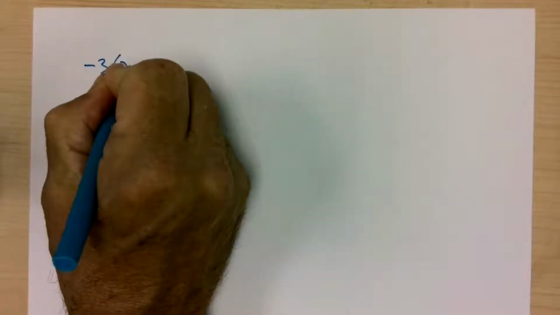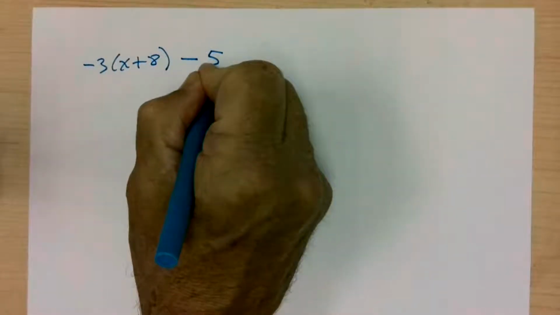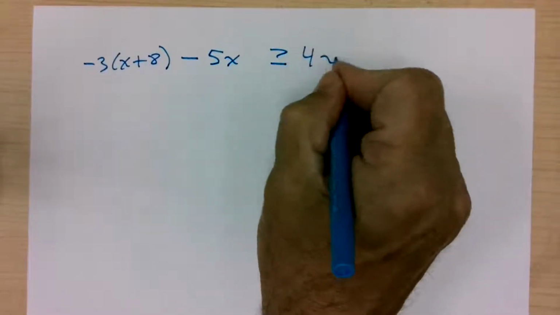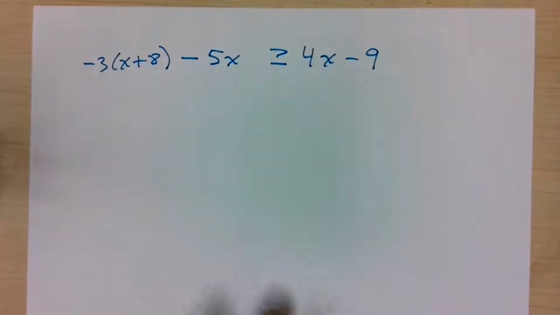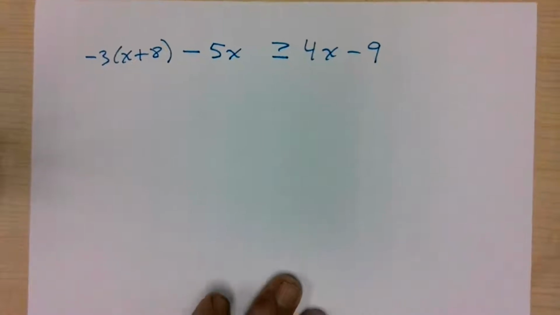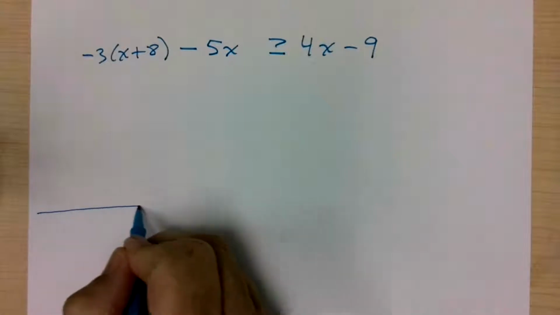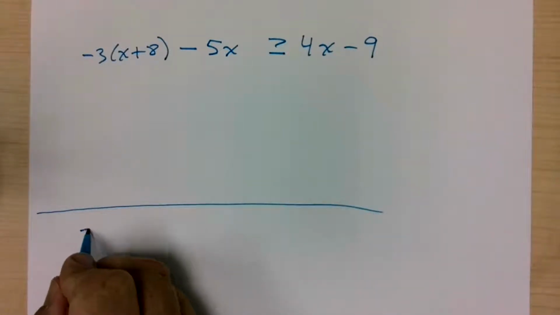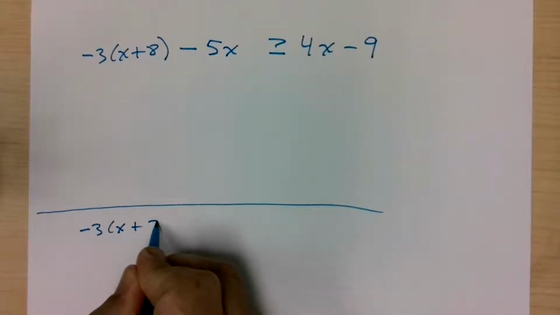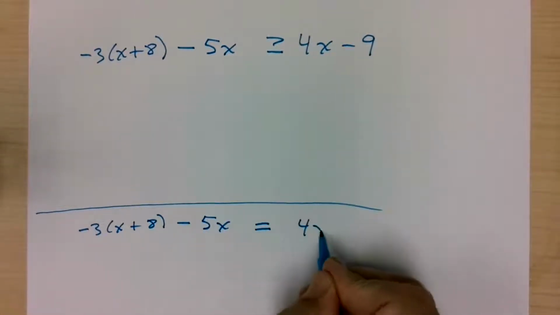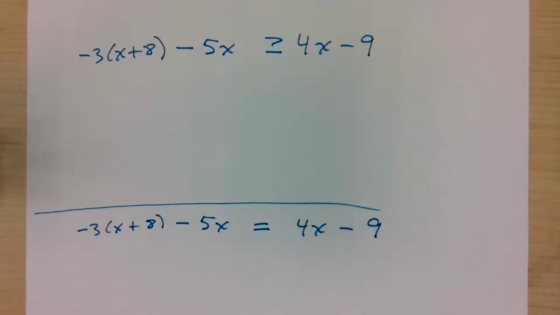Let's take a look at negative 3 times x plus 8 minus 5x greater than or equal to 4x minus 9. So my procedure is the same. I'm going to go ahead and solve it as an equal first and then test the points to see what's happening. So negative 3 times x plus 8 minus 5x equals 4x minus 9.